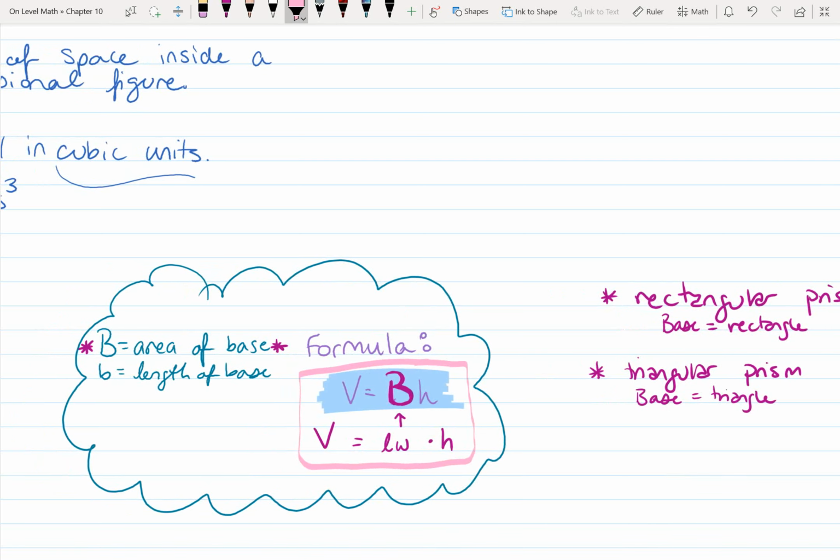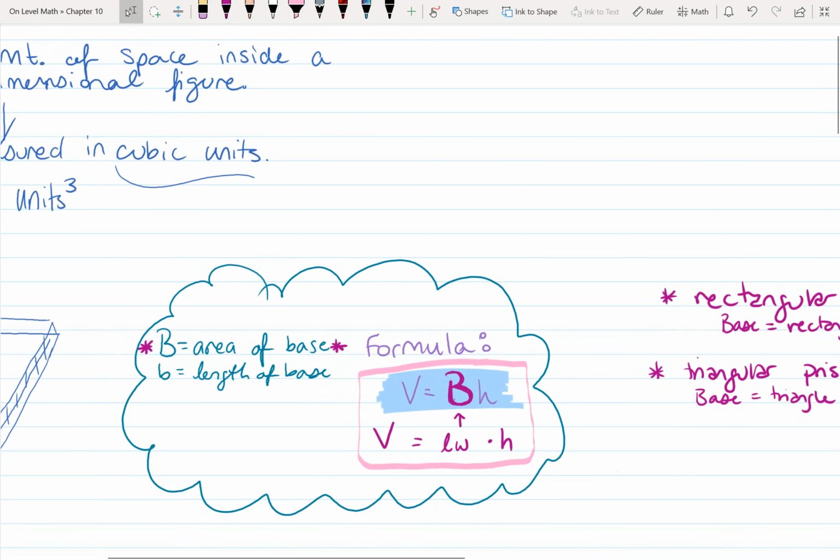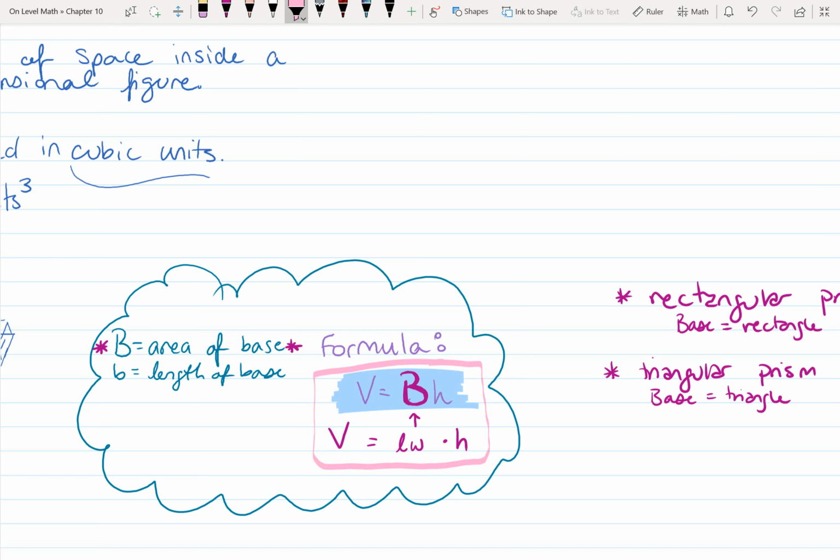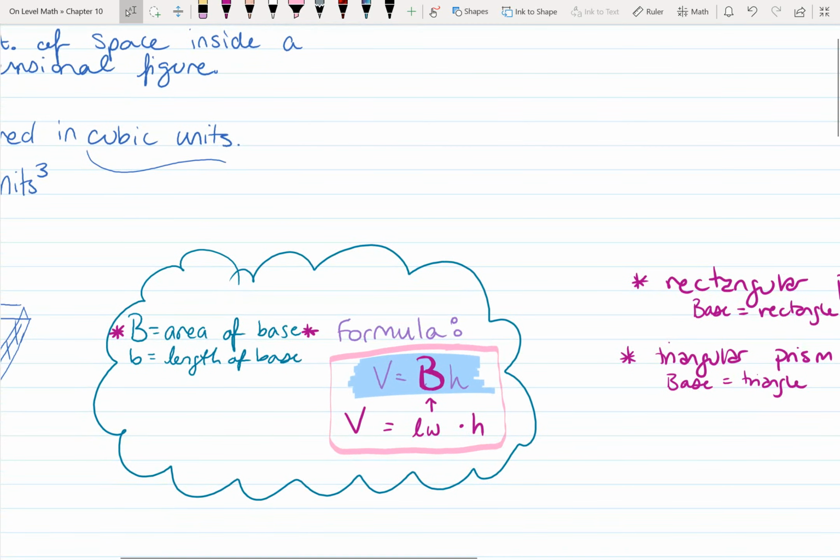Because this, what's in blue, this highlighted blue, that will be the same for any type of prism. But this down here, V equals LW times H, that is your breakdown. Keep that in mind. So capital B means area of the base. Lowercase b means length of the base. So we'll talk about that tomorrow. So just keep that in mind. It has to be a capital B for area of base.